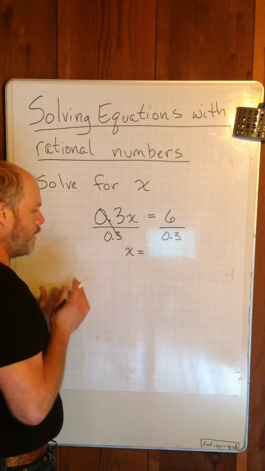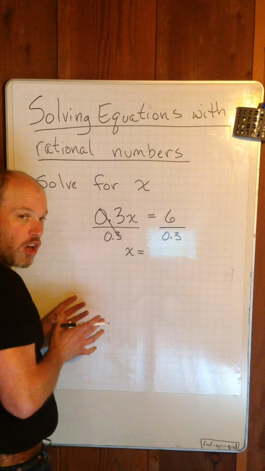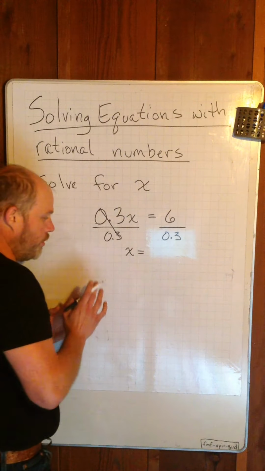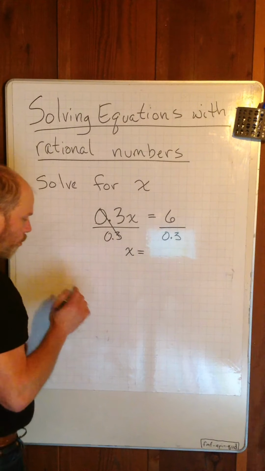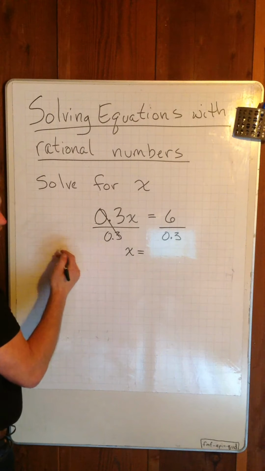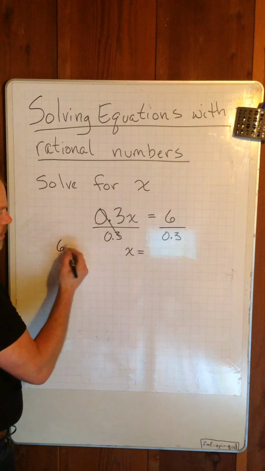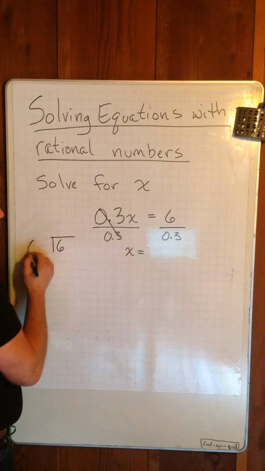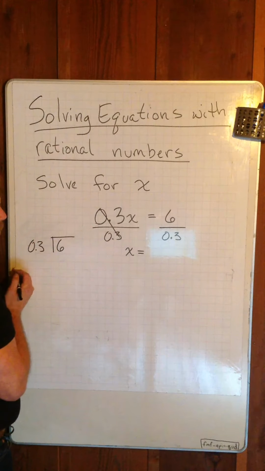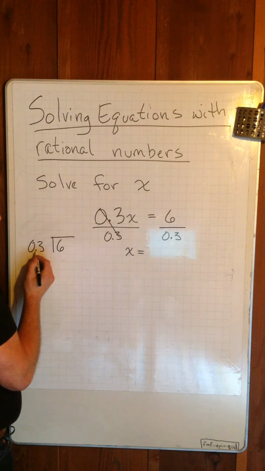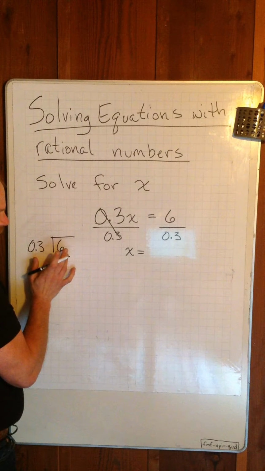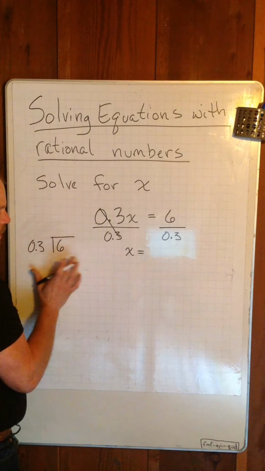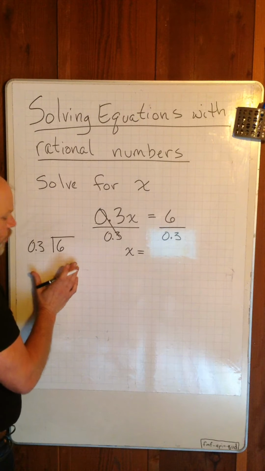Now, I don't want to do a big lesson on how to do long division with decimals right now, but what I would like to do is show you a little trick. If you've got 6 divided by 0.3, what you can do is take this decimal place and realize that the ratios will stay the same if I multiply everything by 10. So I'm going to do that right now.